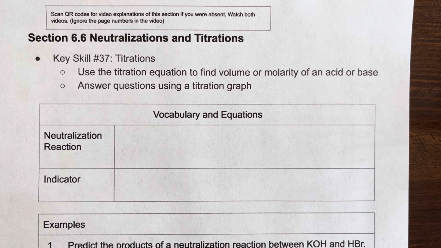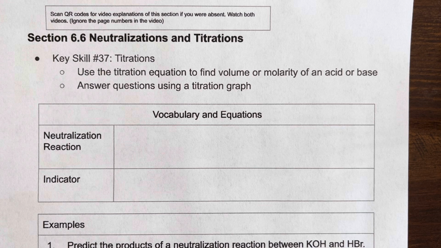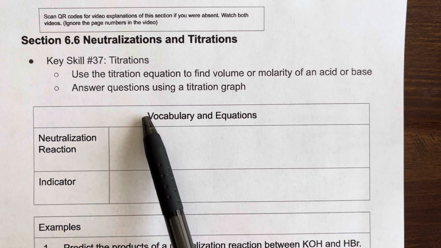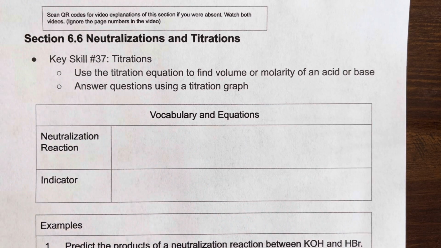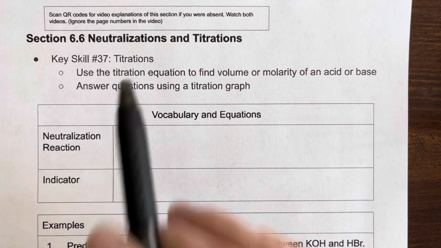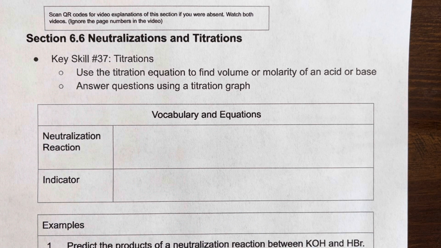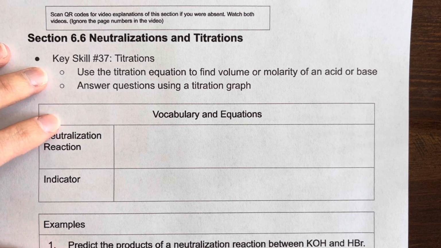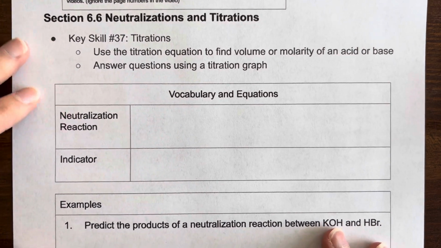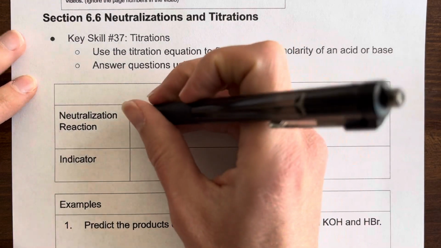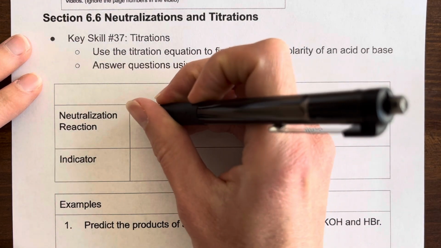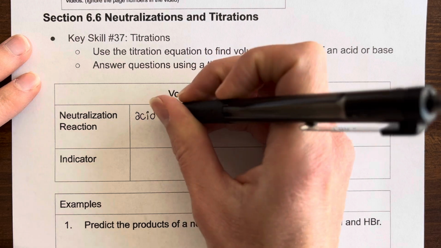Hello everyone. So in this video, we're going to be talking about neutralization reactions, and eventually these types of reactions will help us understand a process called titration, but we won't get to titrations until a different video. So a neutralization reaction is what happens when you react an acid with a base. For the acids and bases that we're going to be talking about, when you react them with each other, they are going to produce water and a salt.